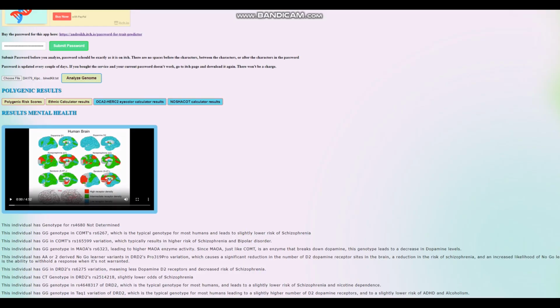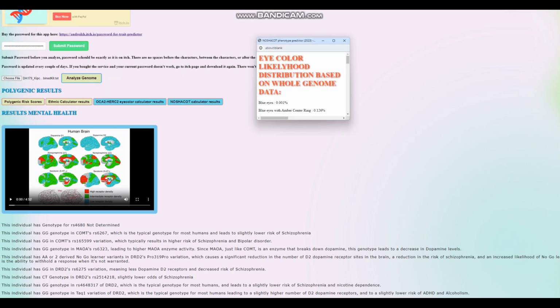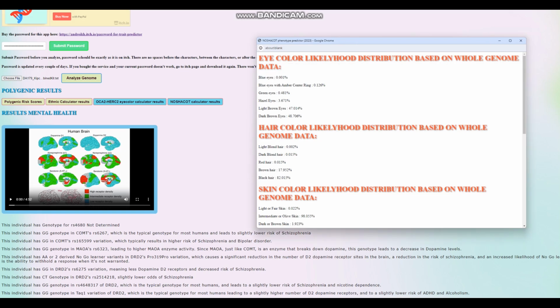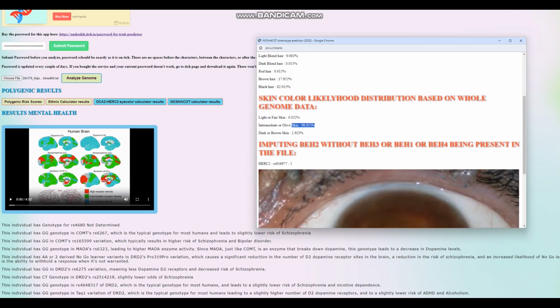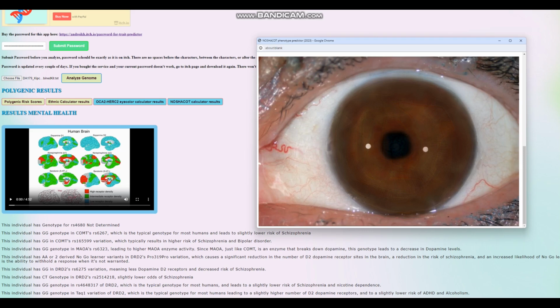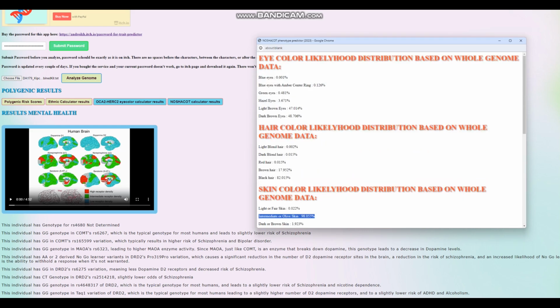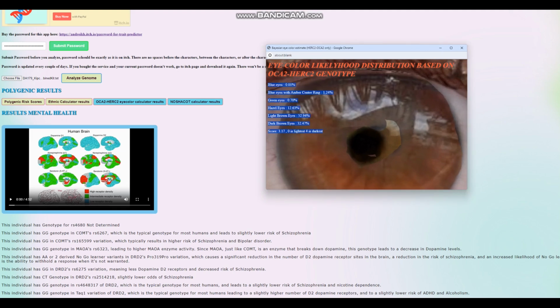We're gonna start with the phenotype. Let's see what kind of phenotype he had. He's got dark brown color eyes. He's got black hair. He's got intermediate or olive skin, and this is his predicted eye color here. Okay, so we're gonna go ahead and dive deeper into why he's predicted to have such dark color eyes. So for example, if we just look at the OCA2 and HERC2 eye color estimator, we see here once again he's got dark eye color.